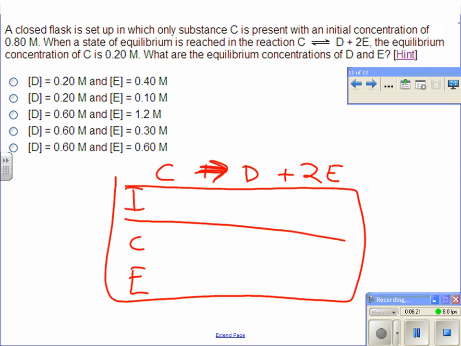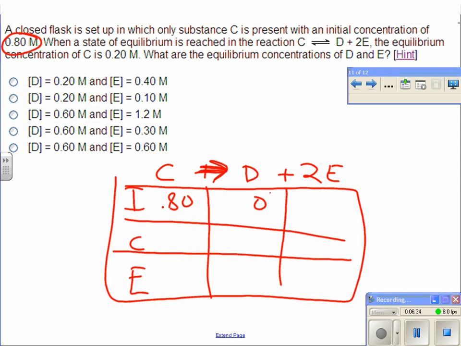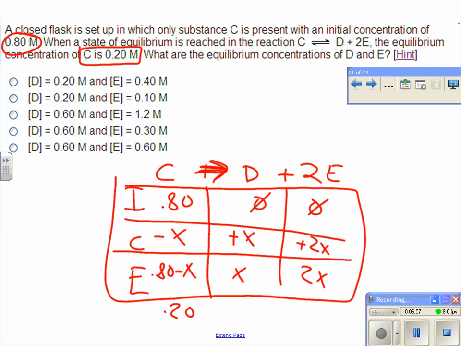So what I do in here is fill it out with any value that they gave me. Well, I know right now that for the initial value, the only thing they talk about is the initial concentration of C, which is 0.80. So I'm going to put 0.80 right there. This is 0 and 0. My change line is going to be minus X, plus X, plus 2X. Then I drop everything down. I get 0.80 minus X, X, and 2X. They will always give me an E-line value. At equilibrium, they say C is equal to 0.20. So I have 0.20 at equilibrium.